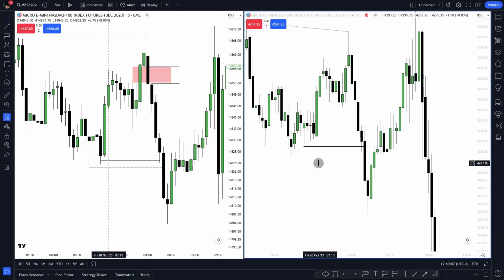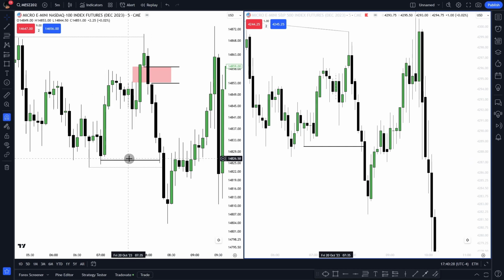And that was basically the trade. So I just wanted to show you proof that I actually took this trade. And that I exited because the S&P hit the low and not the NASDAQ. So that was all I had for you for the SMT divergence.